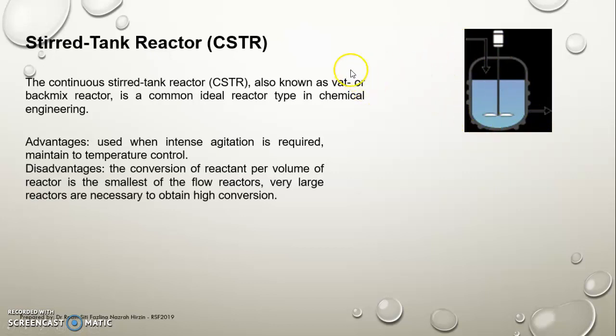So the continuous stirred tank reactor, also known as VAC or backmix reactor, is a common ideal reactor type in chemical engineering. It has some advantages, which is used when intense agitation is required and easy to maintain the temperature. Disadvantages: the conversion of reactor per volume of reactor is the smallest of the flow reactors, but it is very easy to maintain, and very large reactors are necessary to obtain high conversion. Very large reactor necessary, or more than one reactor is needed.